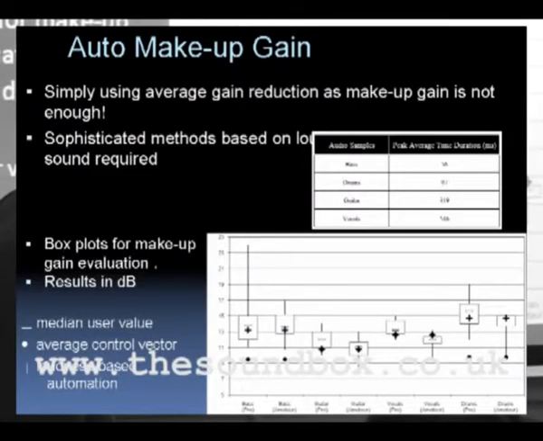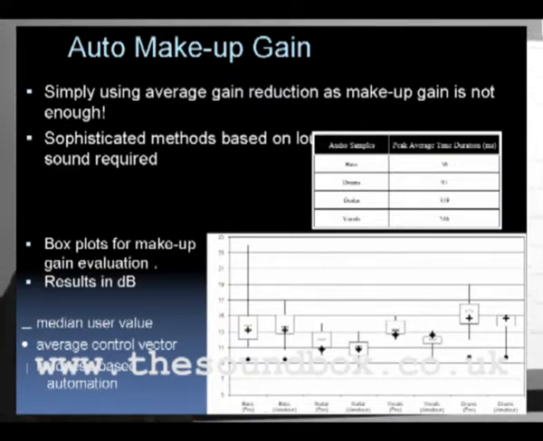And then, did I skip one? Makeup gain. We tried two things, and there are some automatic makeup gains on the market, but they don't do what this does. We first tried something that basically estimated the average level of the original signal and put that level back in. But the problem is that the compressor changes the loudness, and loudness isn't the same as level.